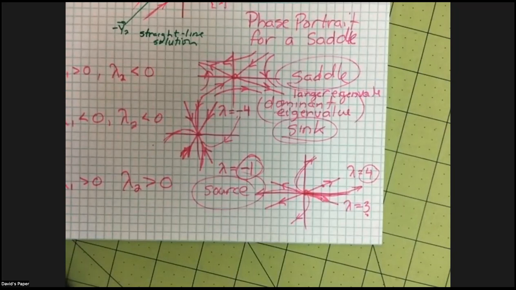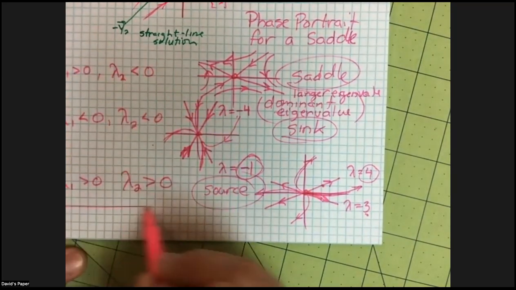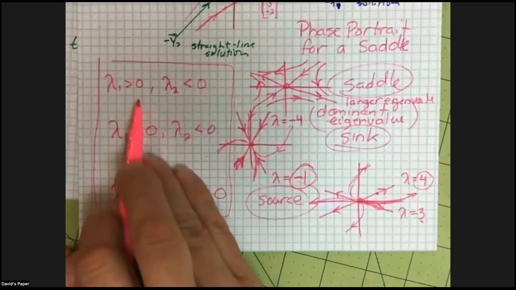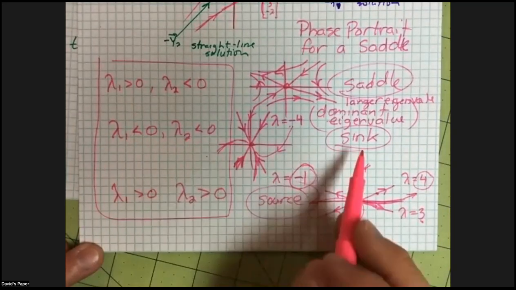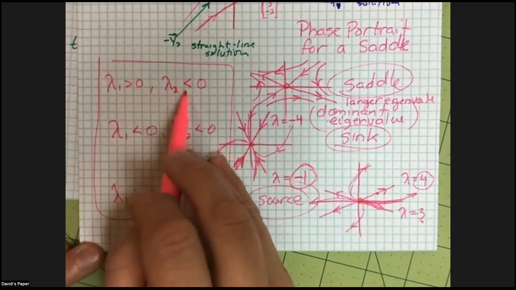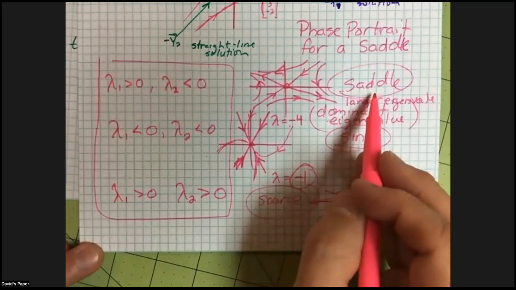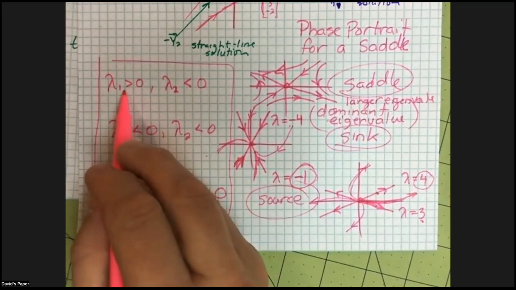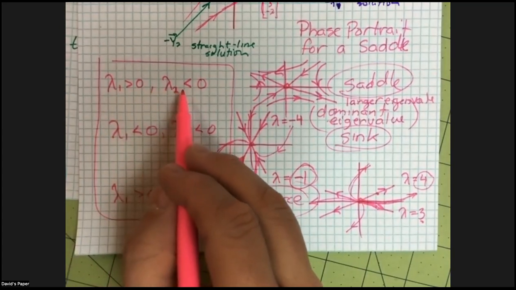Okay. But the problem is there's many, many more things that can happen. Let's think about my table over here. Both positive, source. Both negative, sink. One positive, one negative, saddle. But you've solved a lot of quadratic equations in your life. Sometimes the eigenvalues are the same. What do I do then?